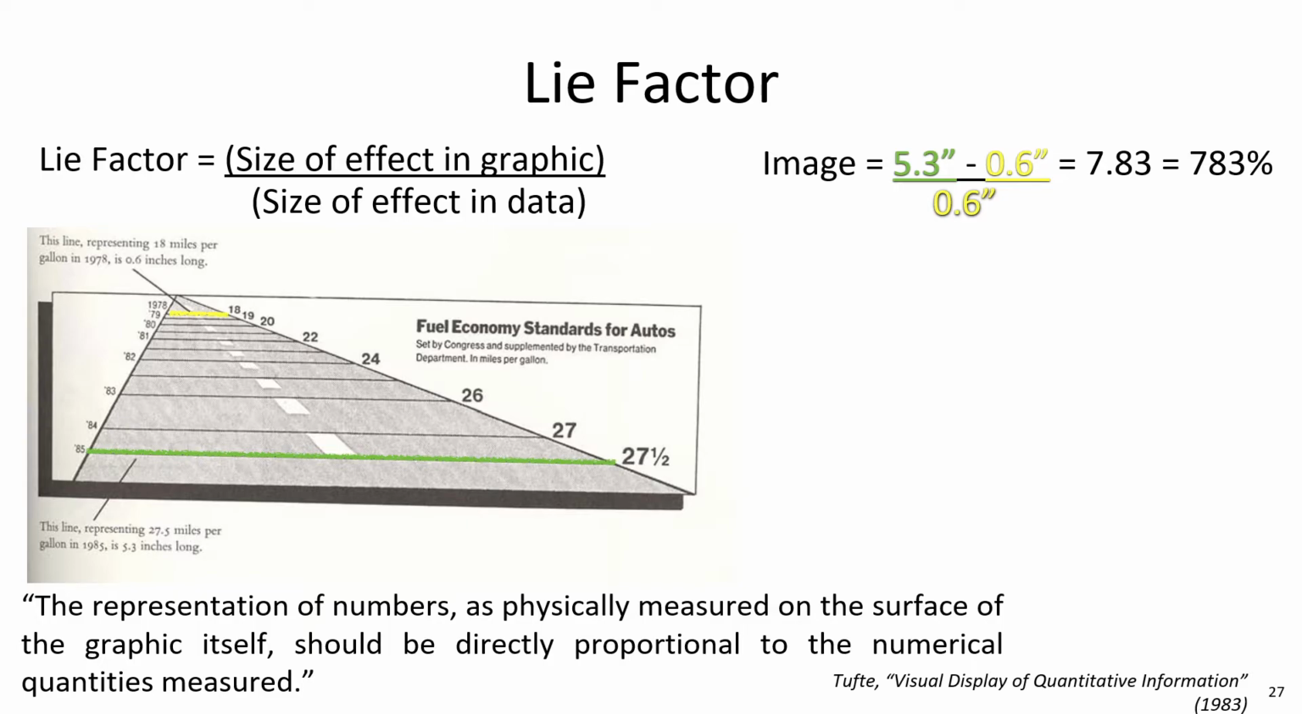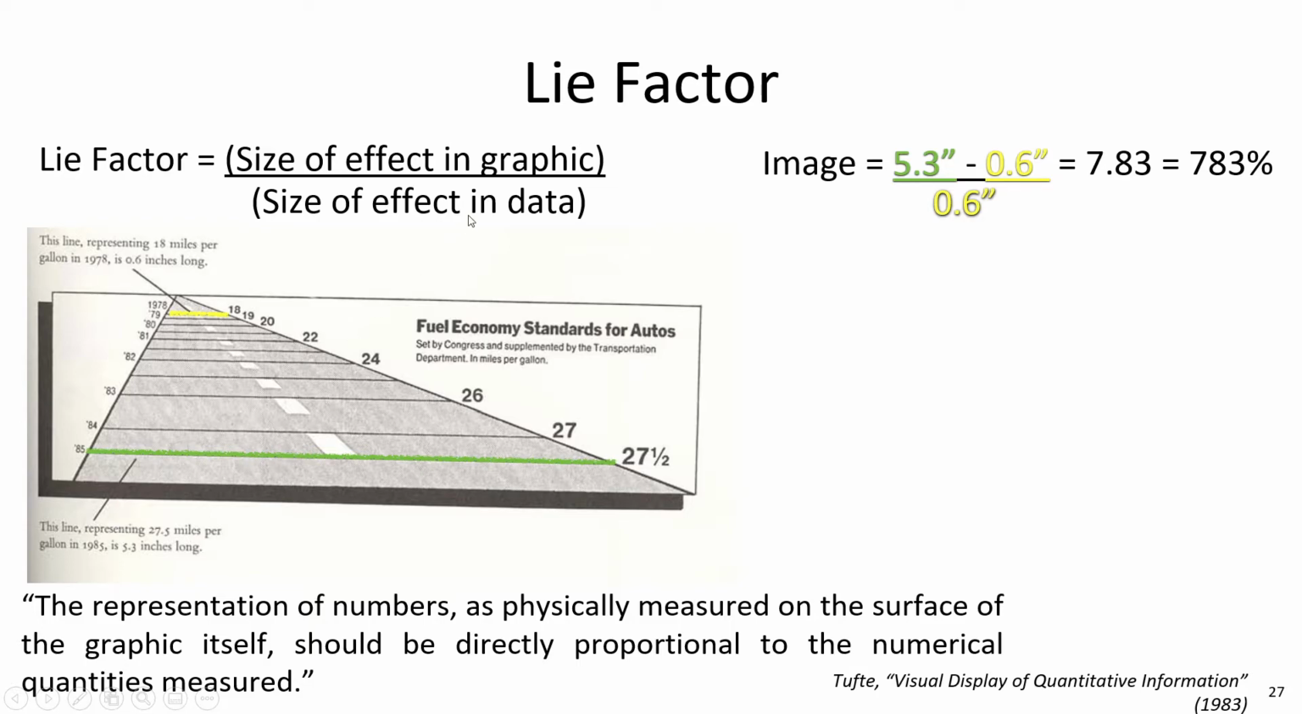Divided by the size of the effect in the data. And so the ratio for the image itself is 783%. That's how big a difference there is between this line and this line. The amount of growth from there to there is 783%.